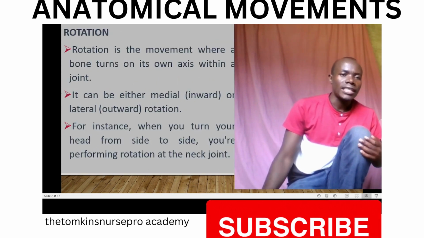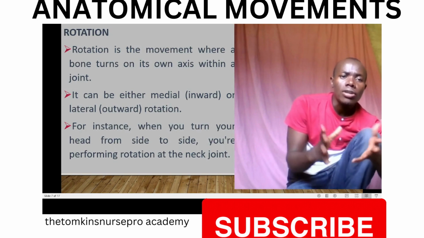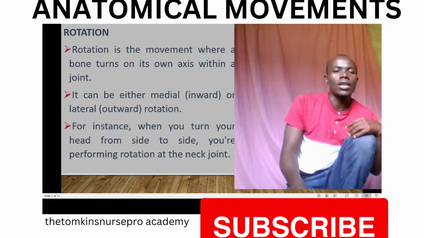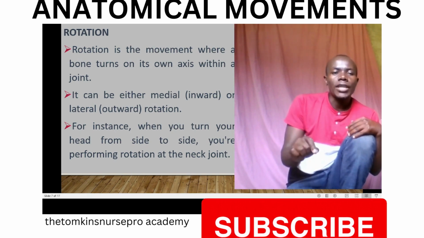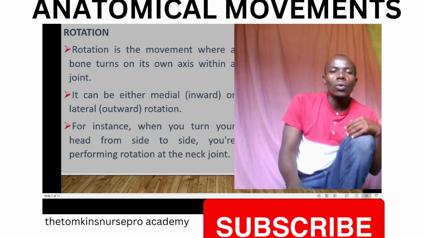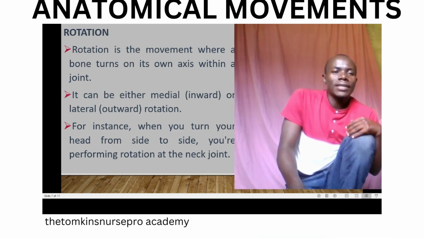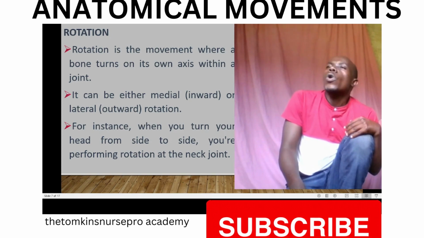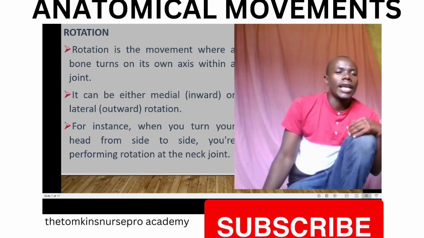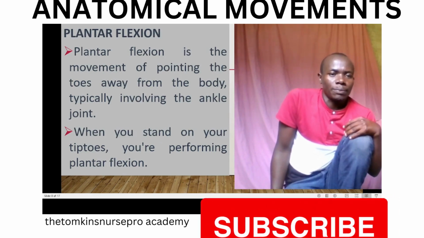Circumduction is closely related to rotation, where rotation we say is the movement where a bone turns on its own axis within a joint. So figure out the neck joint. In the neck joint, we have the rotation. This rotation is very important because it helps us to say no, okay? Correct, guys. Next, we have plantar flexion and dorsiflexion.